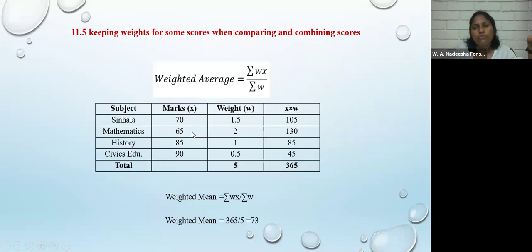If it is philosophy, and if it is 3 credits, if you take 80 marks, 80 into 3, 240. So the upper one is 320, no? Like that. By multiplying them and adding up all things, you get the sigma WX value, and divide by sigma W, the total credits.